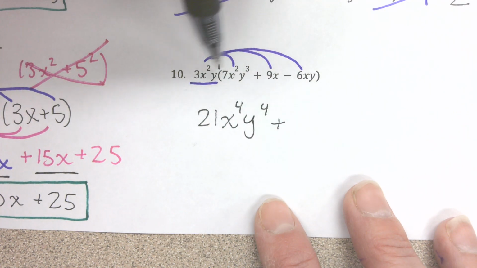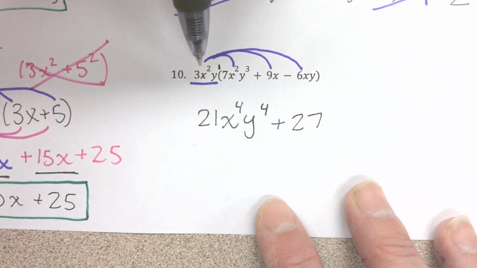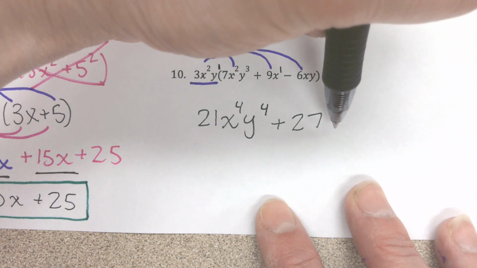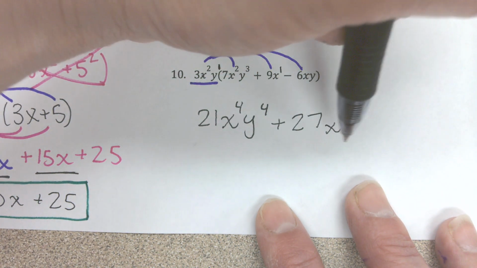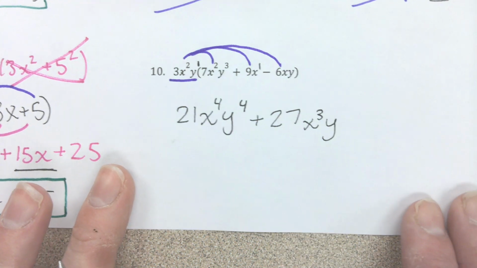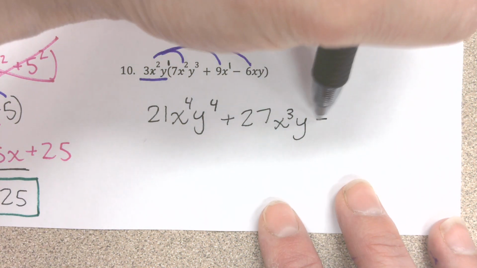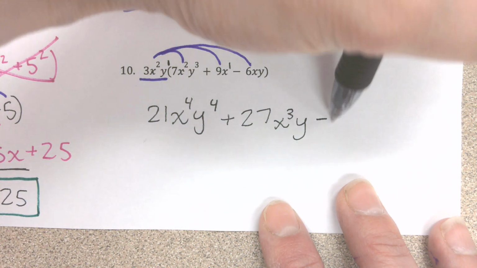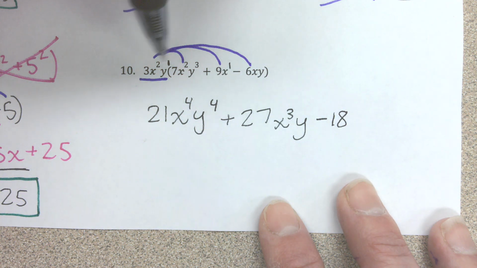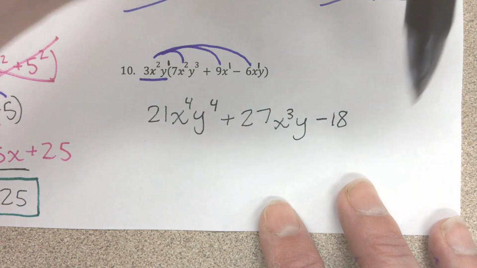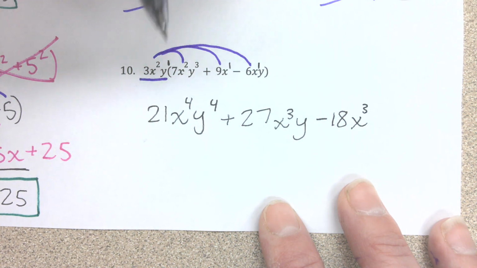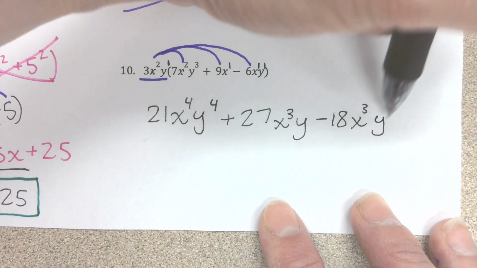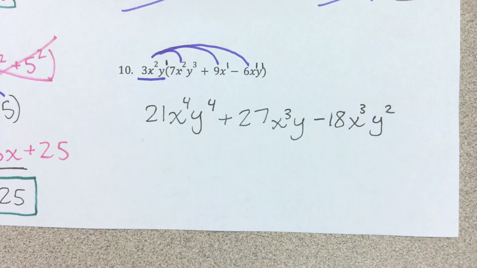Plus 3 times 9, that's 27. X squared times x to the 1st, that's x cubed, and we're going to bring the y down as well. Minus 3 times 6, that's going to be 18. X squared times x to the 1st, that's x cubed. Y to the 1st times y to the 1st, that's y squared. That's all I can do. This is my answer.